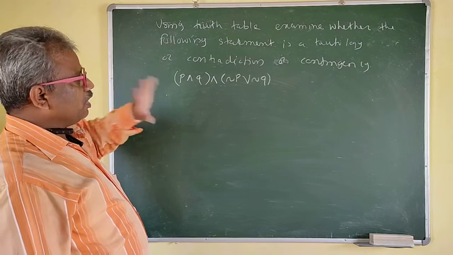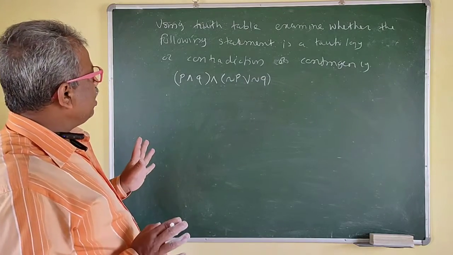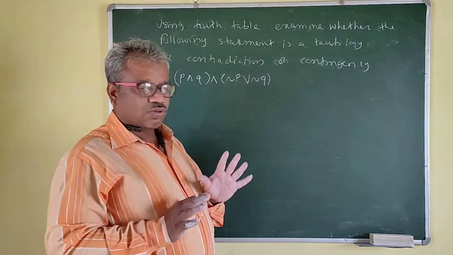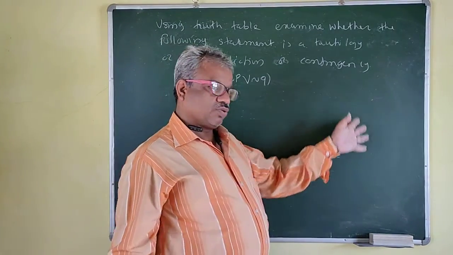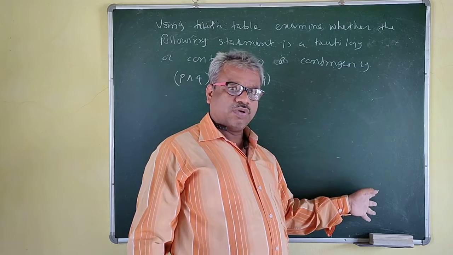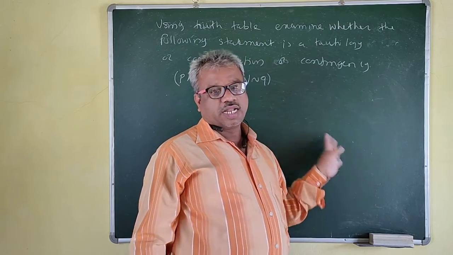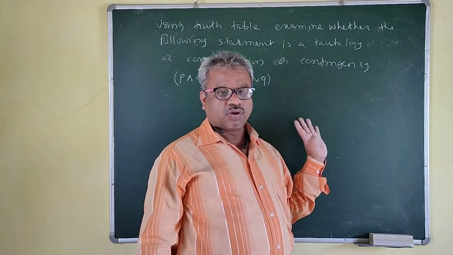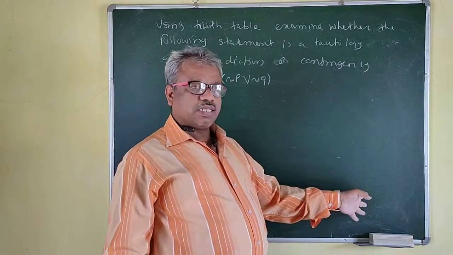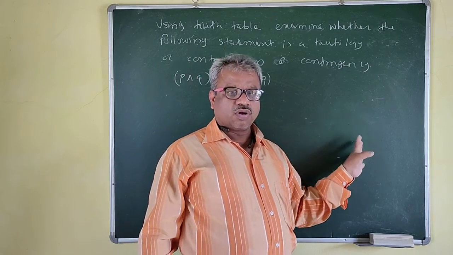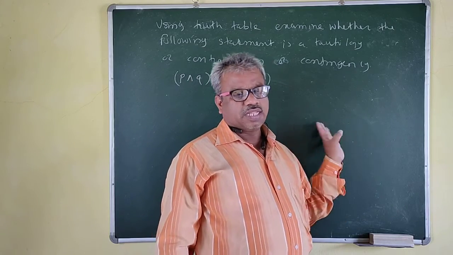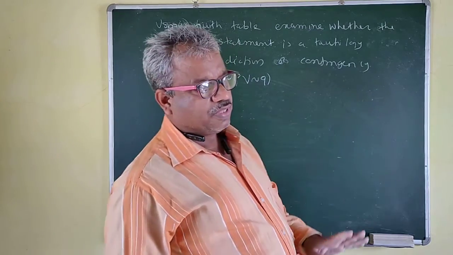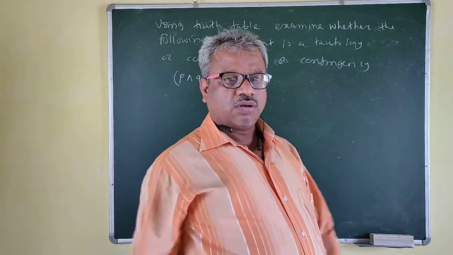Now, with the help of the truth table, we have to identify whether the statement pattern is a tautology, contradiction or contingency. Depending on the last column, if your last entries in the column are all T, then that statement pattern will be a tautology. If all entries in the last column are F, then it is a contradiction. If both T and F are there, then that statement pattern is a contingency. That means it is neither a tautology nor a contradiction.